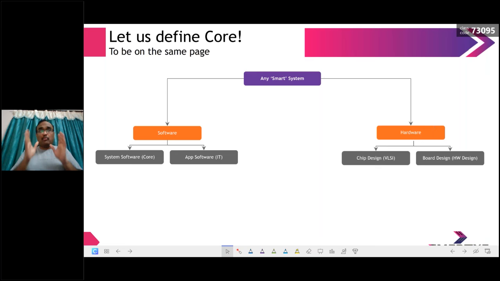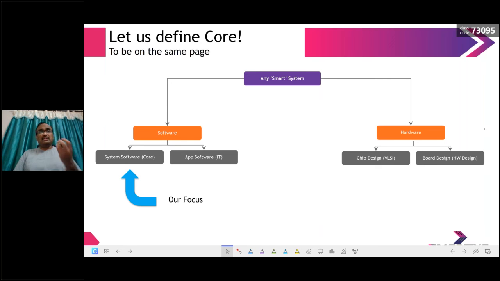So there are four components at a high level: hardware, software. Then again, software is divided into application software and system software. Similarly, hardware is divided into chip design and board design. So there are four major pieces coming in, right? So now, what are we talking about? Our focus is going to be entirely on the software. That is nothing but the core software or the system software we are going to talk about, right?